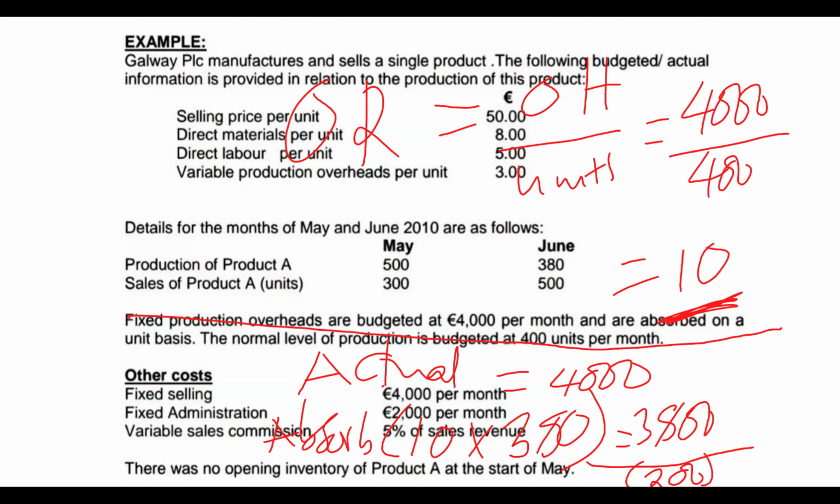So now the question that we ask the class, is this under absorption or over absorption? What did we say last time? Under absorption. We say that when the absorbed amount is smaller than the actual amount, then that is under absorption. So we have an under absorption value of 200. Is that clear? 200 is our under absorption.